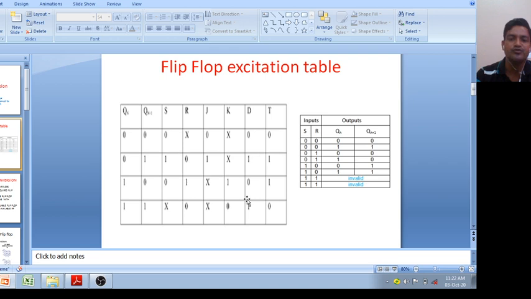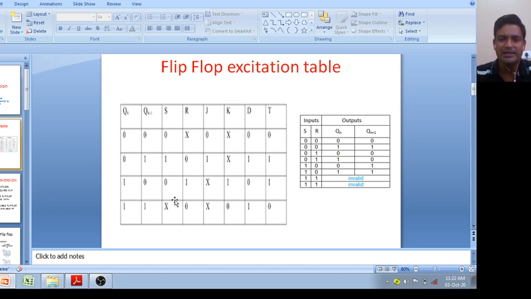So using the XOR property: 0 0 gives 0, 0 1 gives 1, 1 0 gives 1, 1 1 gives 0. You have to remember this excitation table. This is very, very important for upcoming topics. When you design counters and registers, at that time you need to recall this excitation table.